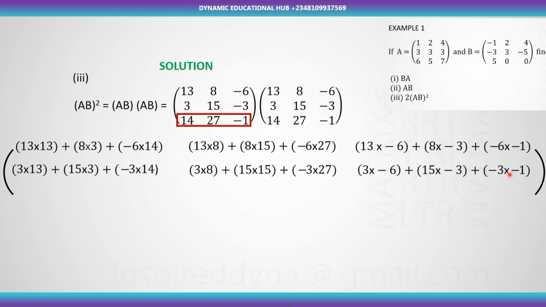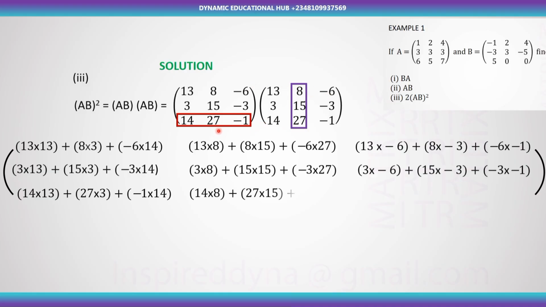Let's move to the last row. So the last row against the column, we have 14 multiplied by 13 plus 27 multiplied by 3 plus minus 1 multiplied by 14. We are done with that. Move to the next one. We have 14 multiplied by 8 plus 27 multiplied by 15 plus minus 1 times 27. We are done with that.